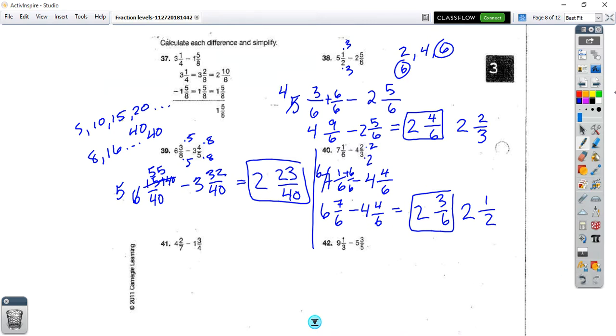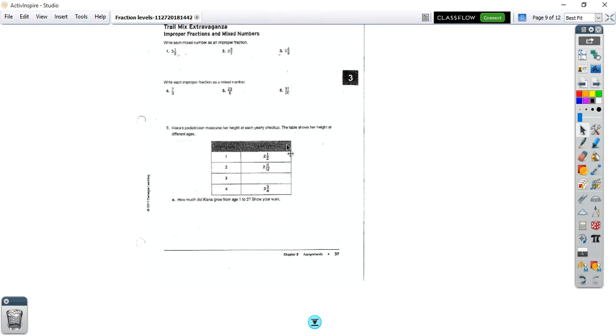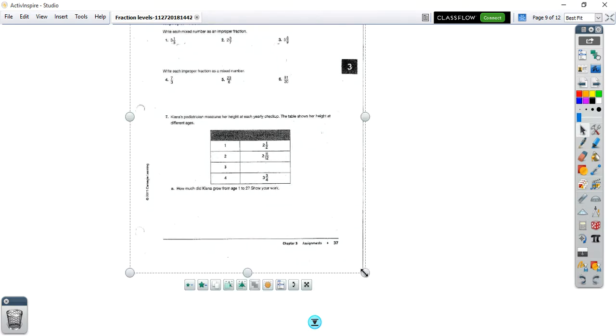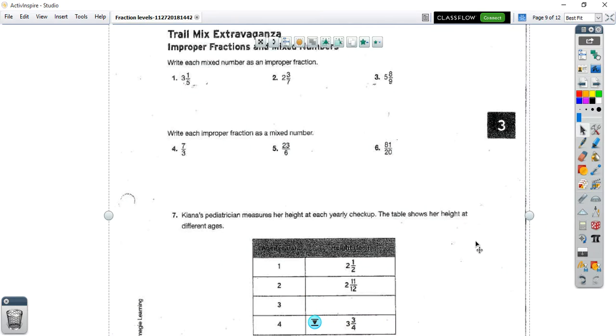At this point, you are done with level 5. Let's check out level 6. Well, I'll go ahead and do it. Write each mixed number as an improper fraction. This is a really easy thing to do. I'm just going to do one as an example, and you can do the next one.